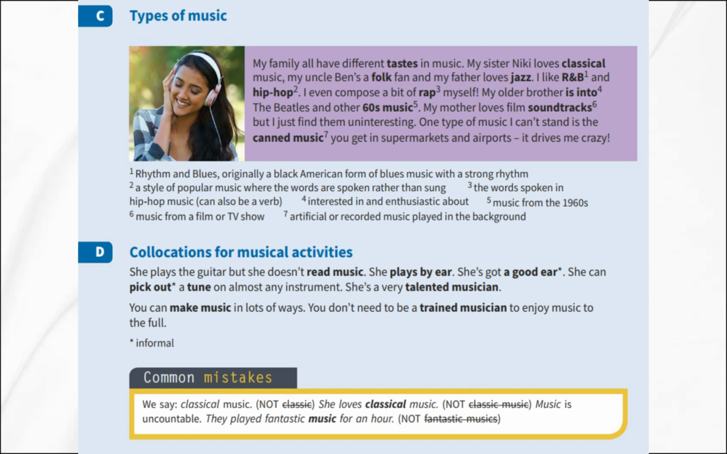Collocations for musical activities. Finally, let us look at some useful collocations, common word combinations, for musical activities. She plays the guitar, but she does not read music, meaning she cannot read musical notation. Instead, she plays by ear. She learns music by listening. She has got a good ear. She is good at recognizing and reproducing musical notes. She can pick out a tune on almost any instrument. That means she can identify and play a melody.